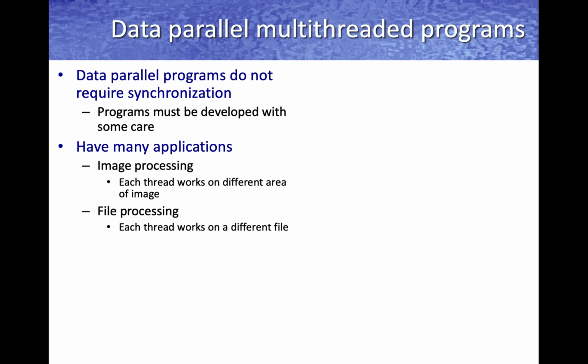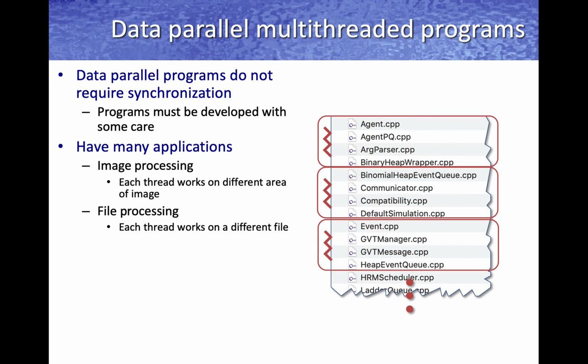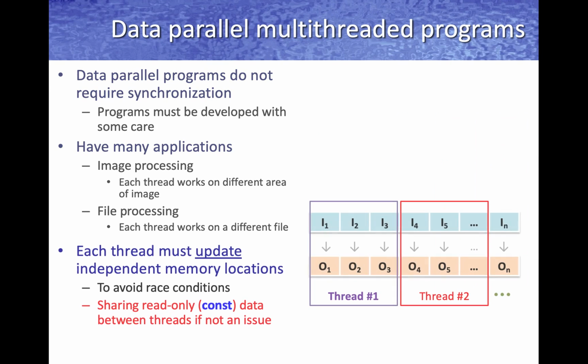Similarly, there are many file processing applications where you can have a large number of files and different threads can work on different subsets of files independently without requiring any synchronization. Keep in mind here, each thread must update or work with independent memory locations in order to avoid race conditions. But sharing read-only data or constant data is not an issue between different threads. So here, constant is your friend. If you're not planning to modify some variables or data, ensure they're all tagged constant so it is clear that the information can be safely shared between multiple threads.